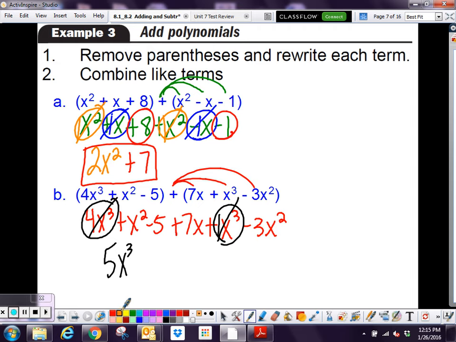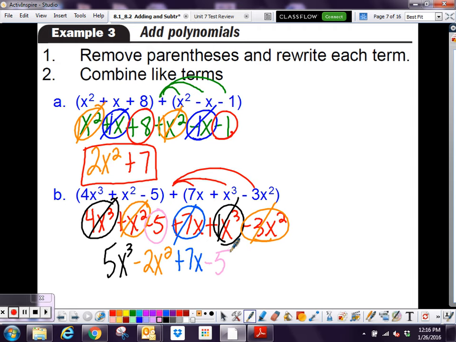Now we're going to go down to our x squared. I have a 1x squared and a negative 3x squared, so that's minus 2x squared. Now I'm going to go down to the x's. The only x I have is this positive 7x. And then the only thing I have left is this minus 5.